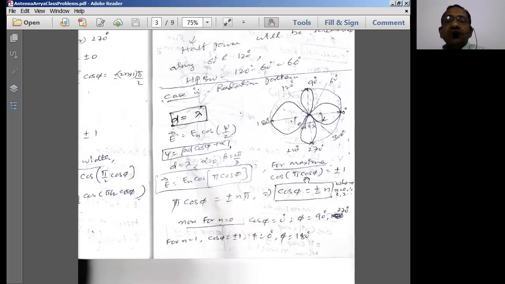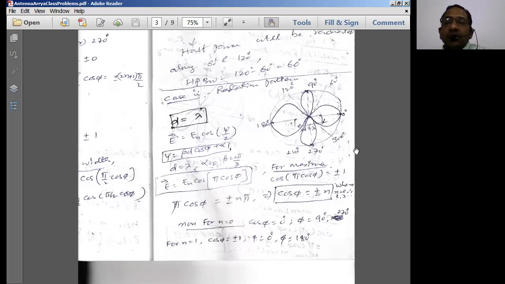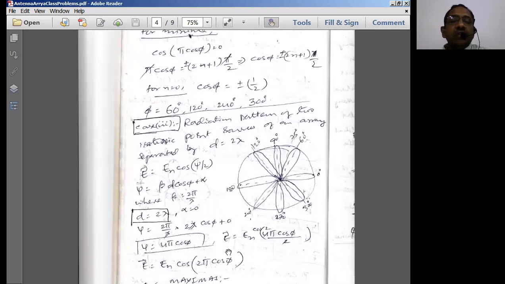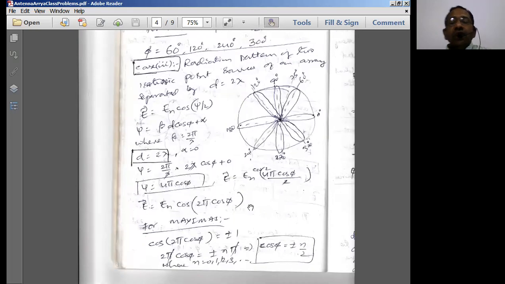See, where is 60 here? For 60, 120, 240, 300, you have to show these particular minima lines, where no signal will be radiated, by using dotted lines. Okay, so this is the radiation pattern which we can normally show here, right?